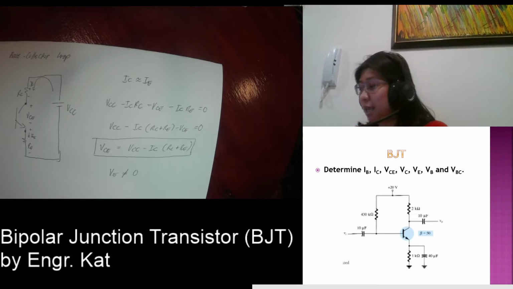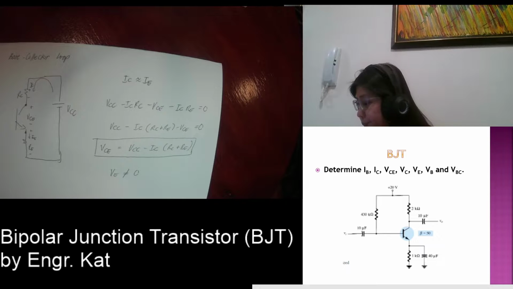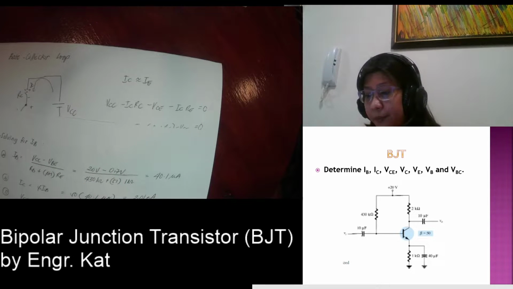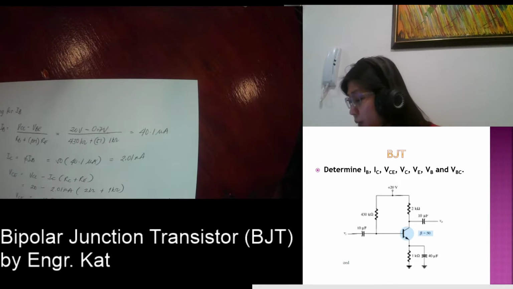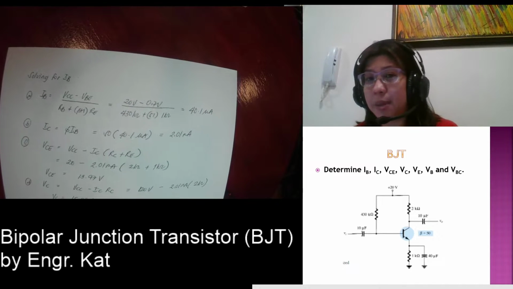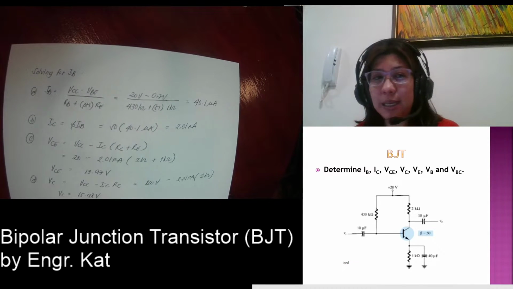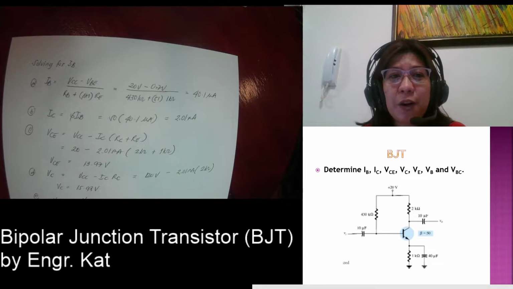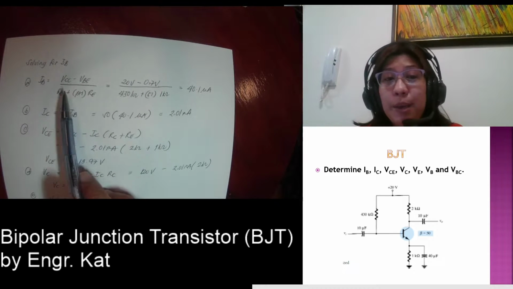So I have already solved that value. What will be the starting point? The starting point is we're going to solve for IB. Okay, so what is IB? As shown here using the formula, this is VCC minus VBE.